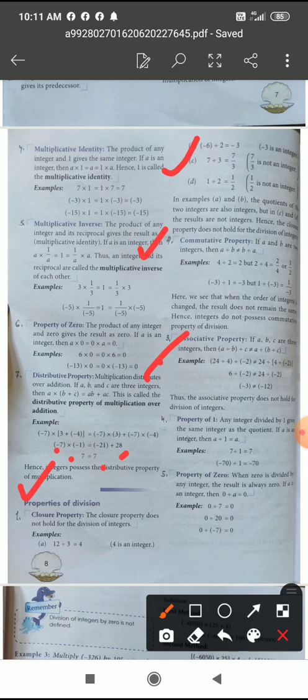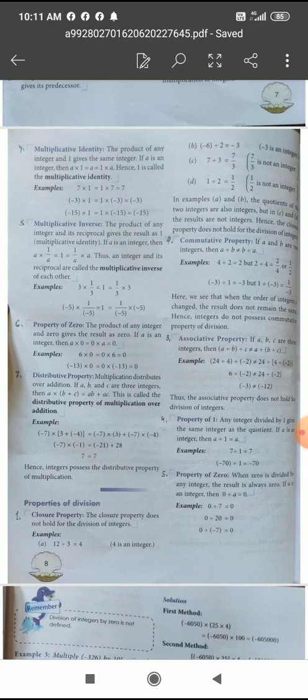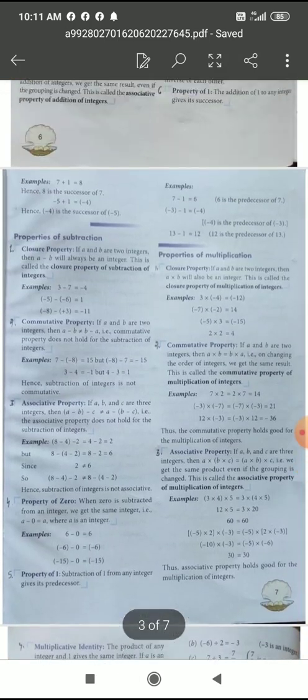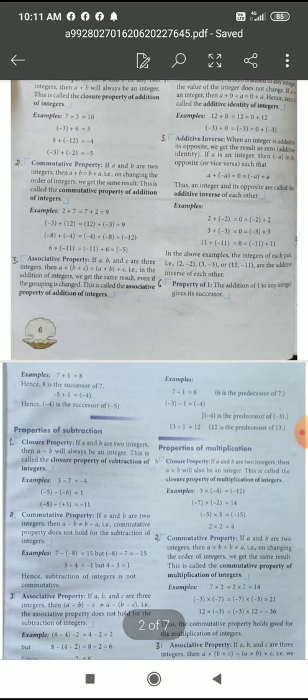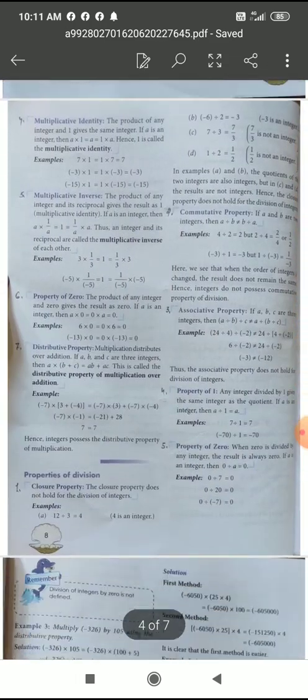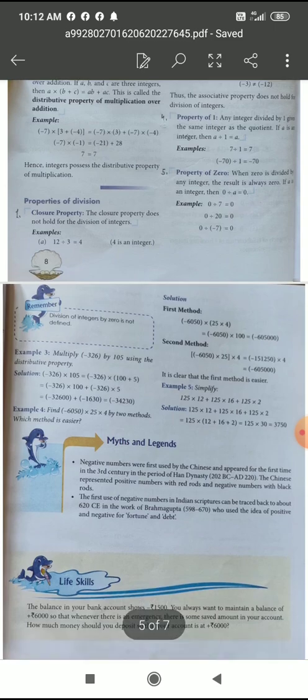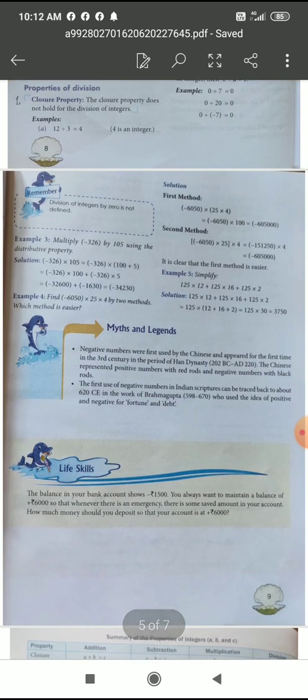Same number we get. Then property of 0. When 0 is divided by any integer, the result is always 0. If a is an integer, then 0 divided a equal to 0. So these are the properties of addition, subtraction, multiplication and division. You read properly and follow all the examples. Okay. Here also some examples are given. Just you follow.